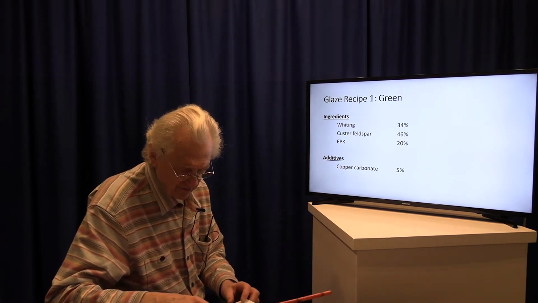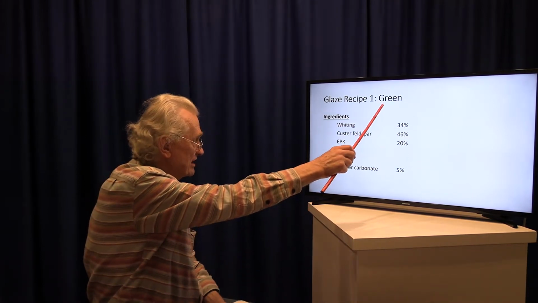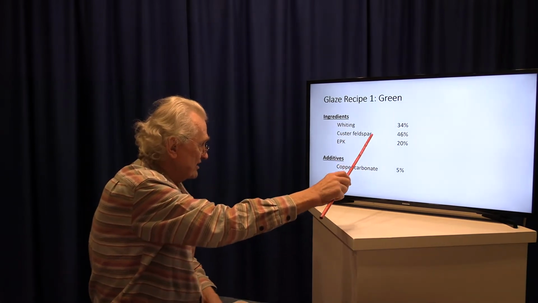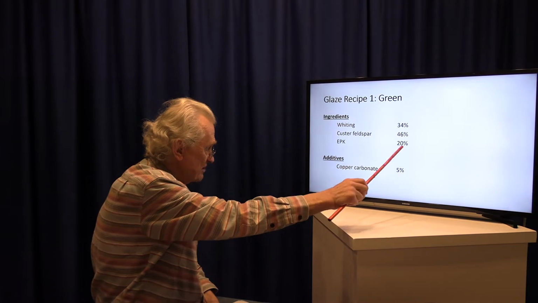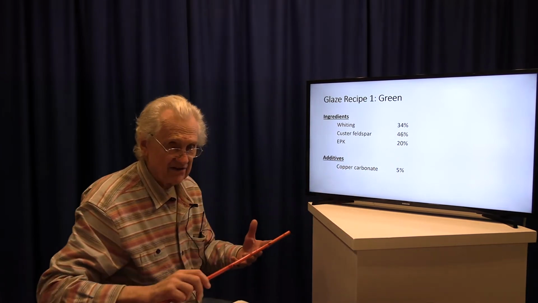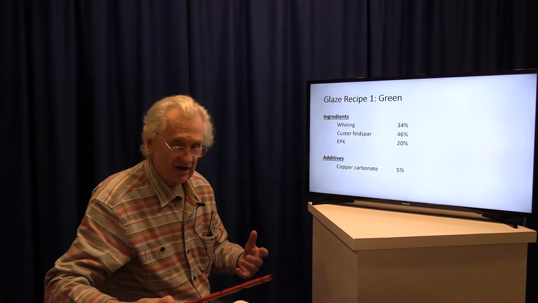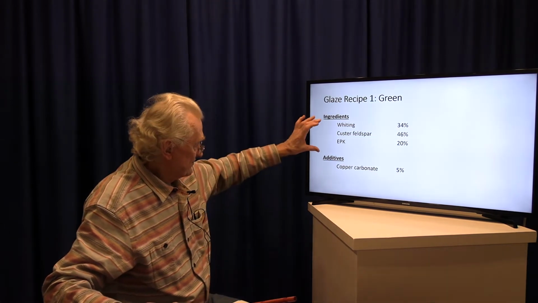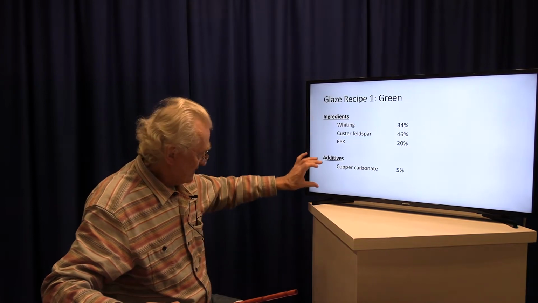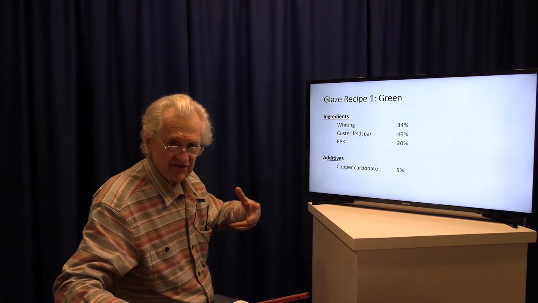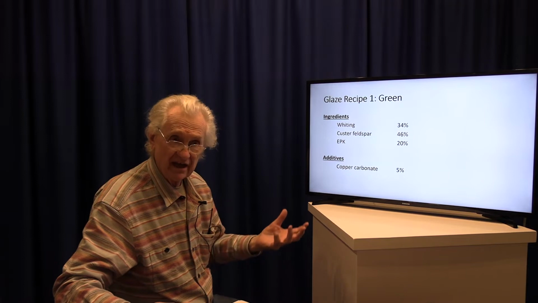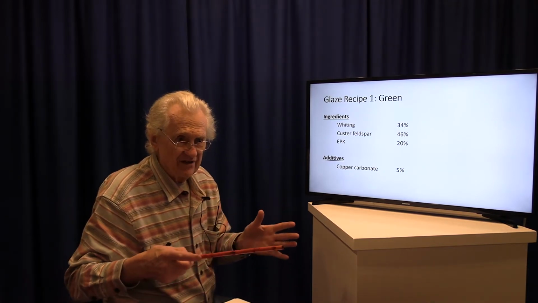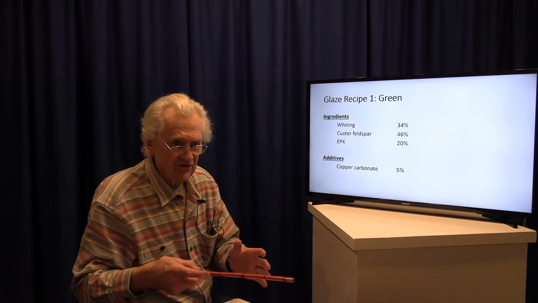So here's a glaze recipe. And I'm just calling it green, but it was green something or other. So it contains whiting 34%, custer feldspar 46%, and EPK 20%. And then the additives are copper carbonate 5%. Remember, this is the best format to write a glaze recipe. This is the base glaze up here, and then these are the additives, the things that modify it, change color, maybe make it opaque, but they really don't contribute in a major way to the way the glaze melts or the way the glaze cools or how runny it is.